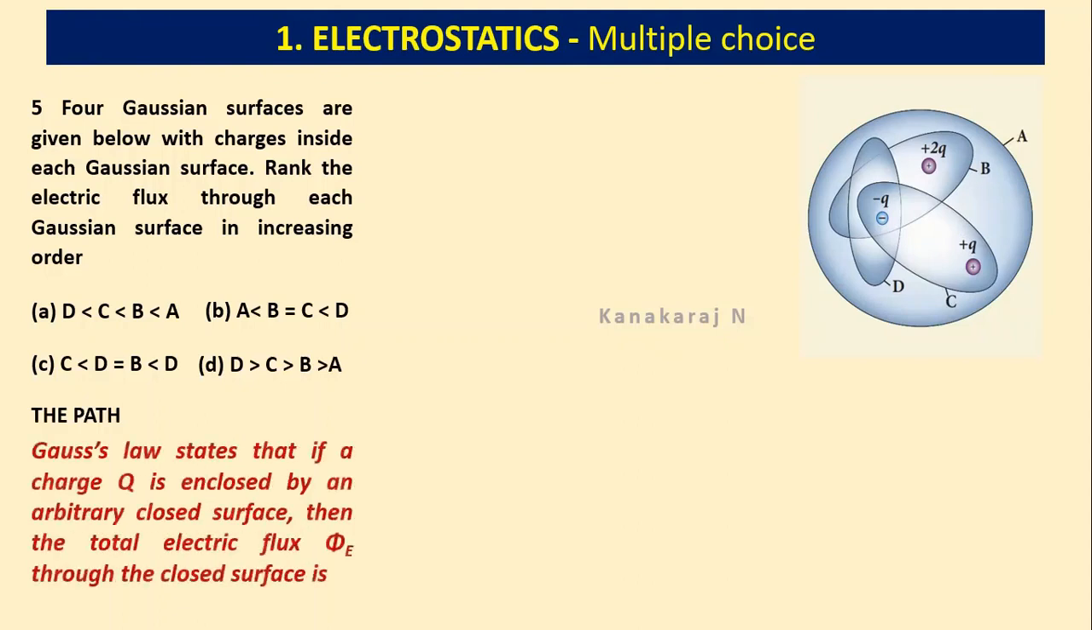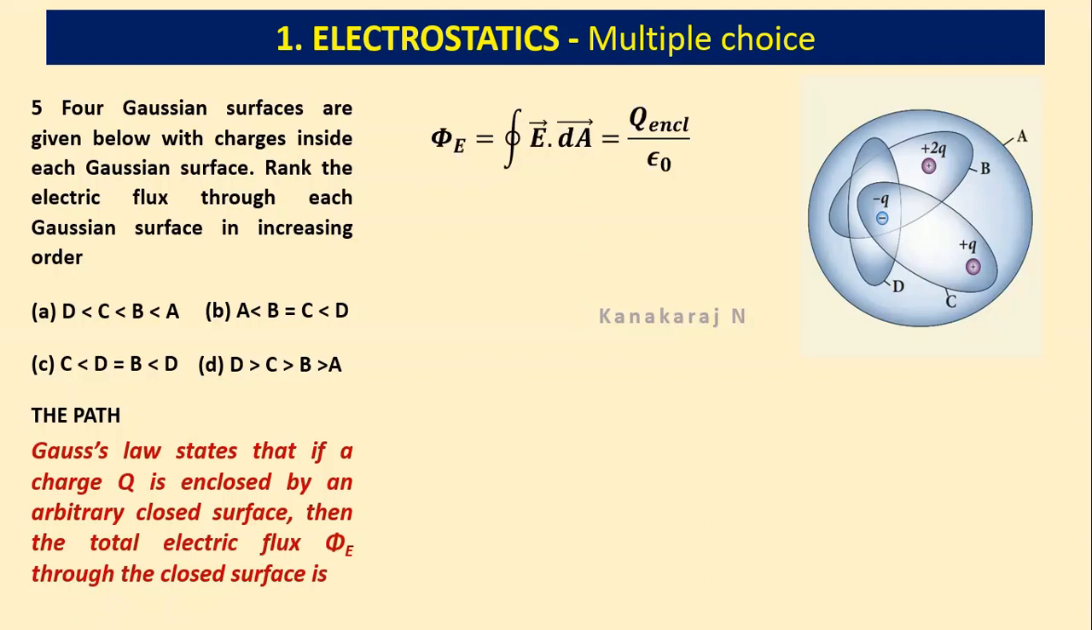The topic is Gauss law here. So we have to know the definition of Gauss law. Gauss law states that if a charge Q is enclosed by an arbitrary closed surface, then the total electric flux phi E through this closed surface is phi E equals the closed surface integral of E vector dot dA vector, equals Q enclosed by epsilon naught. So I read it again. This is a little important definition.